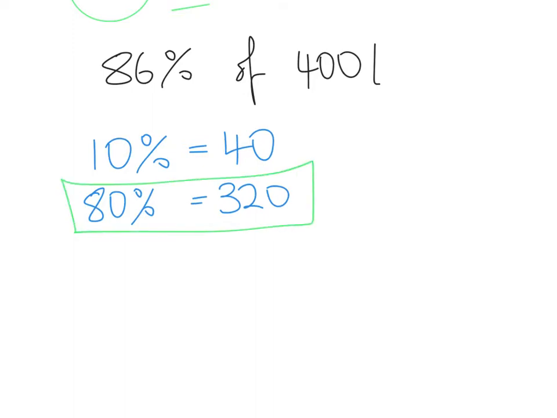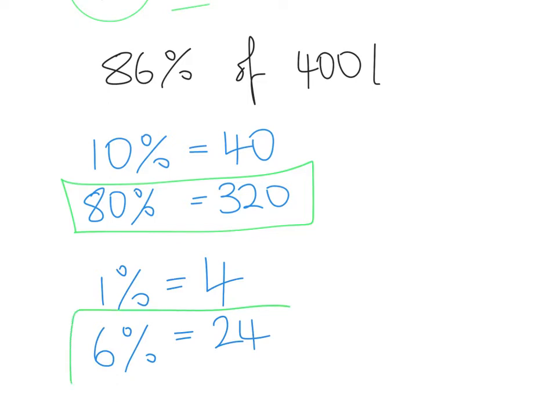Next thing, I want to find 6%. There's a few ways you could do it. You could find 5% and 1% and add them together. I'm going to do it slightly differently. I'm going to find 1% and then multiply that value by 6. Both ways are fine. So if we know that 10% is 40, I can find 1% just by dividing that answer by 10. So 1% must be 40 divided by 10, which is 4. So 6% must be 4 times 6, which is 24.